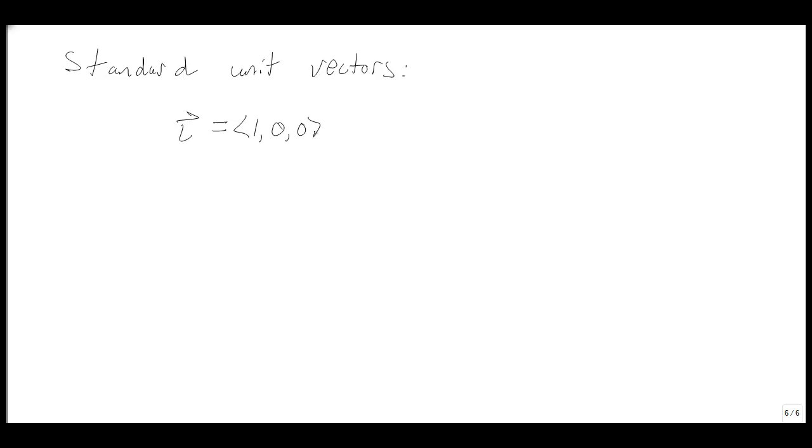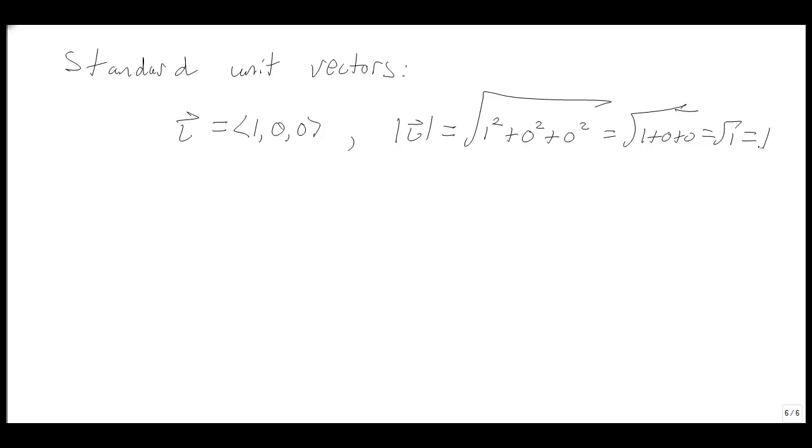Now how do I know this is a unit vector? Well, if you do the magnitude of i, it's the square root of 1 squared plus 0 squared plus 0 squared, square root of 1 plus 0 plus 0, is the square root of 1, which is just 1. So that works out much more nicely.